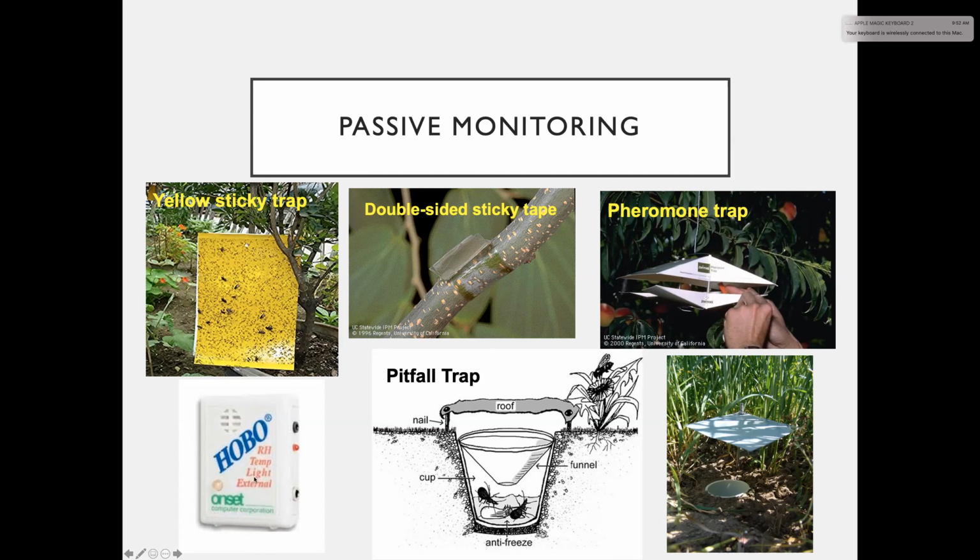And then you just plug it into a computer and you can download all of that information, on top of information about pest numbers as well. So a nice little data logger option.